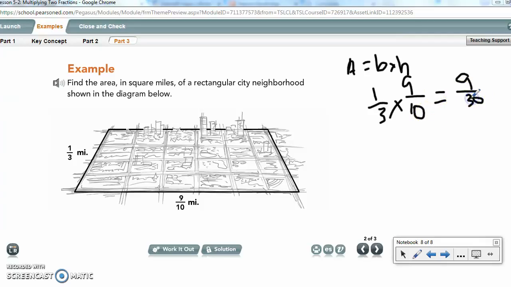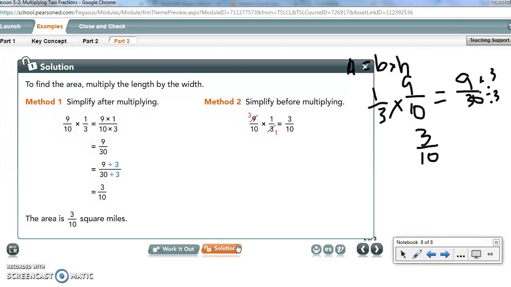These can both be simplified. I know 3 can come out of both. So if I divide the top by 3, I have to divide my bottom by 3 as well. 9 divided by 3 is 3. 30 divided by 3 is 10, so I get 3/10 is my answer. That's method 1 that I did on the left.